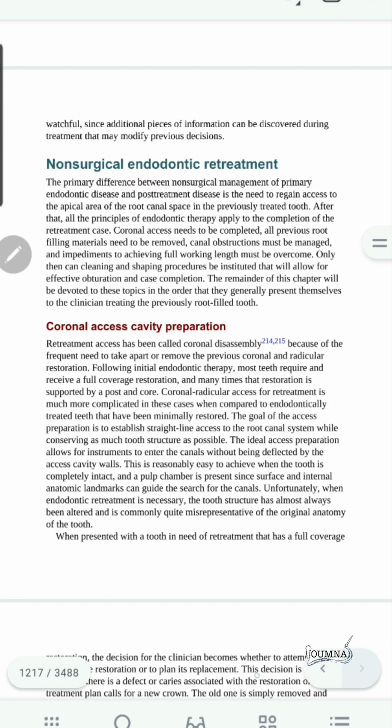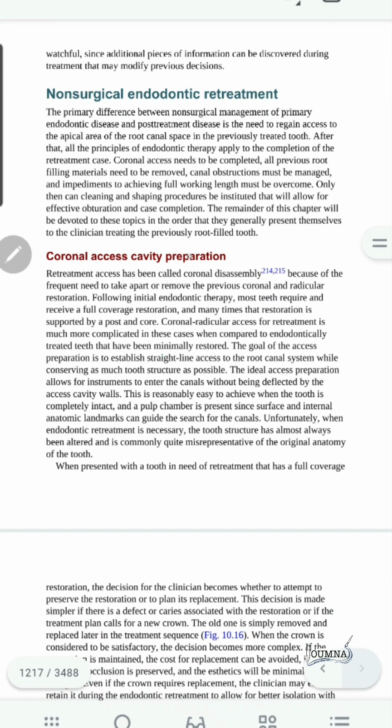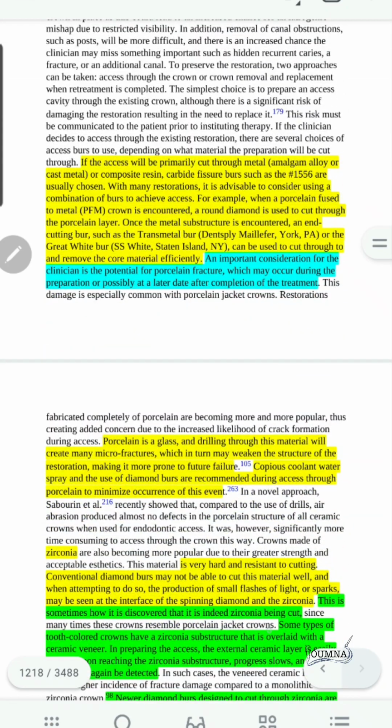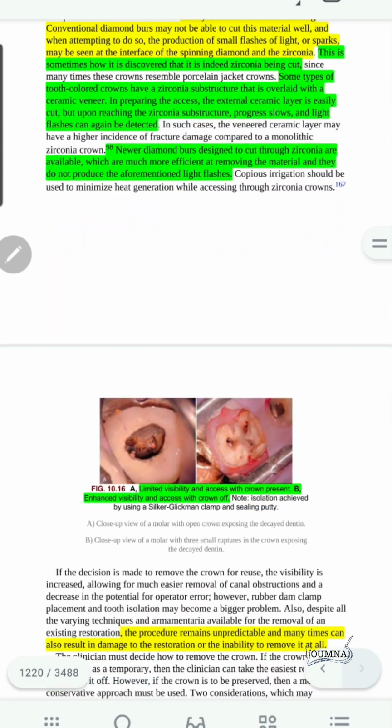The first thing is getting the coronal access cavity preparation. Most of the teeth, usually an endo-treated tooth, are covered with crowns. So we have two options. Do we remove the crown, or do we open the access cavity from the crown itself? If the crown has caries underneath, or it's not good occlusally, then it's easy to make the decision.